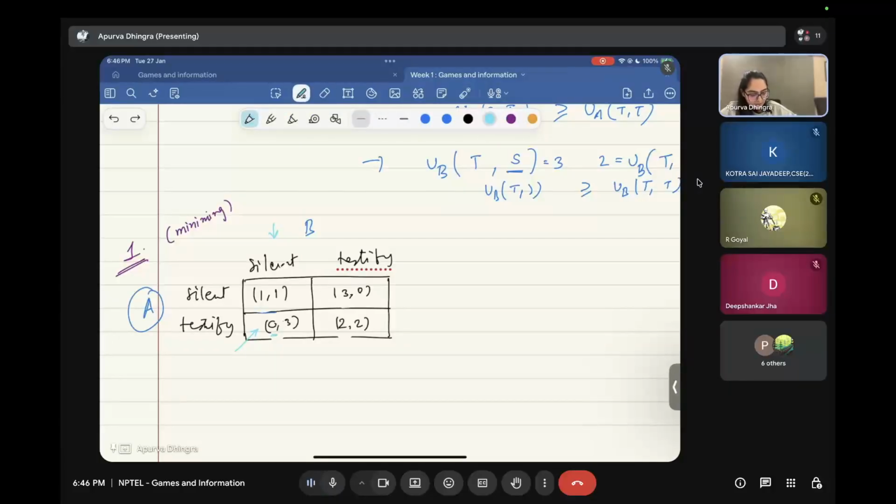Let's look at the other scenario. If player B had chosen testify, what would player A have decided to do? He can either stay silent and have 3 years, or he can testify and have 2 years. Between these two, 2 is always better. That's less than what he would have gotten staying silent, meaning this is the better choice.